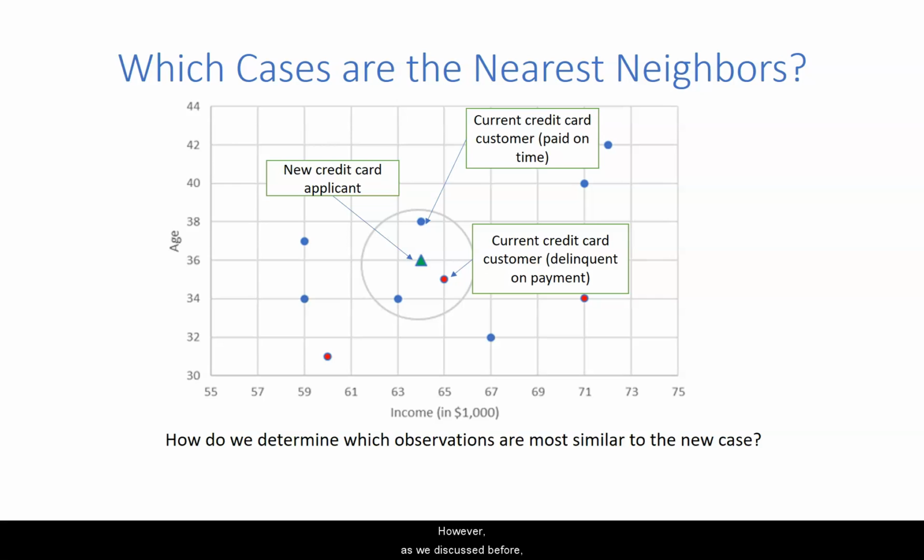However, as we discussed before, the cutoff rate used in the problem should depend on the business context of the problem. If you look at all 10 cases, 3 out of the 10 customers are delinquent on payments, and that suggests an overall probability of 0.3 of being delinquent. The new customer has a 33.3% chance of being delinquent, which makes him or her less desirable as a credit card customer.